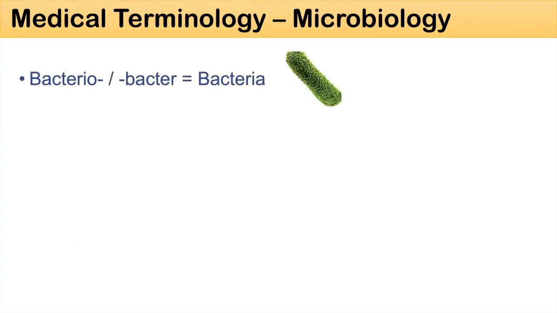So to begin, the prefix bacterio and the suffix bacter mean bacteria. So words like bacteriophage and enterobacter mean bacteria or something relating to a bacteria.